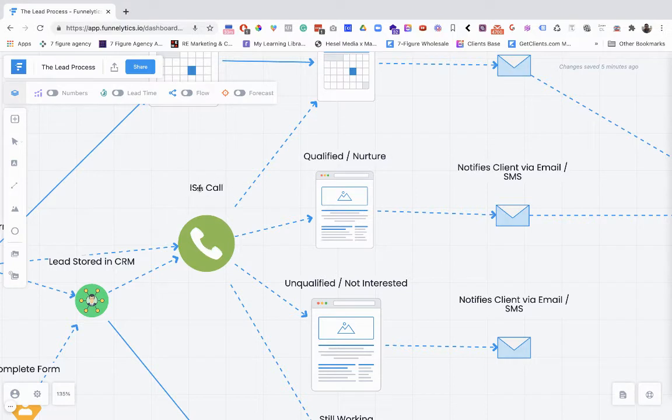Now, when the ISA calls, they could be moving the lead to a qualified or nurture stage, which means that you're going to receive an email and an SMS message as a client, notifying you, saying, hey, this is the actual ranking or rating that I see for this lead after talking with them.